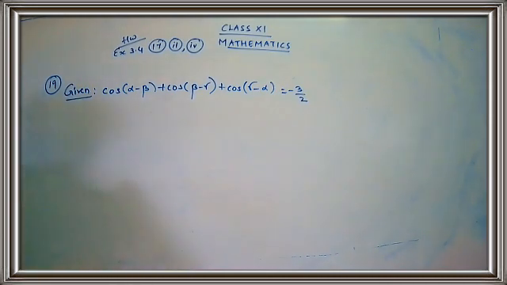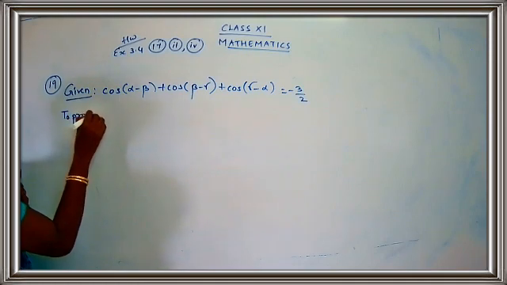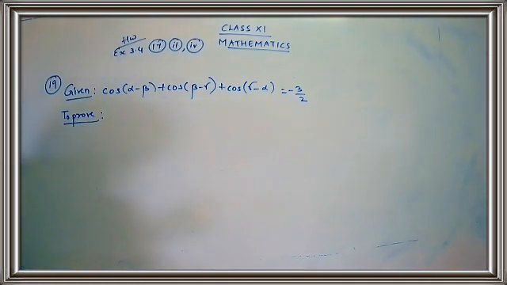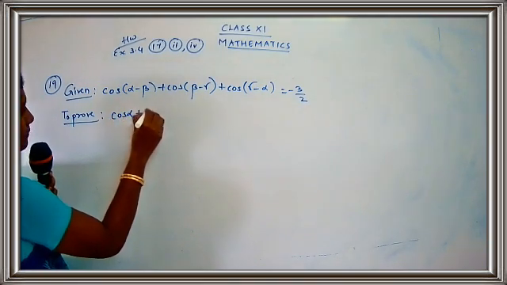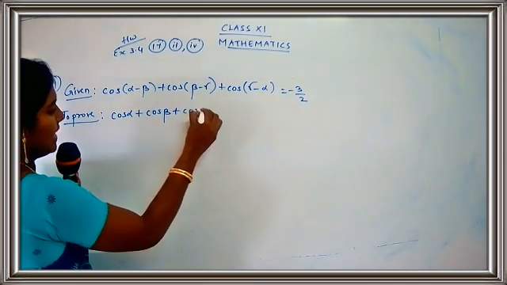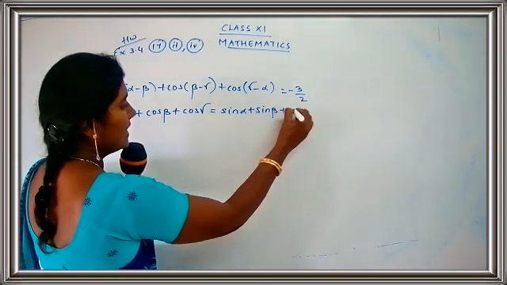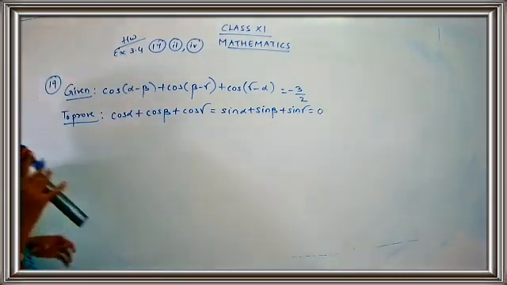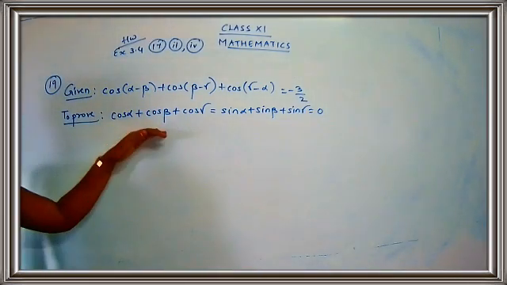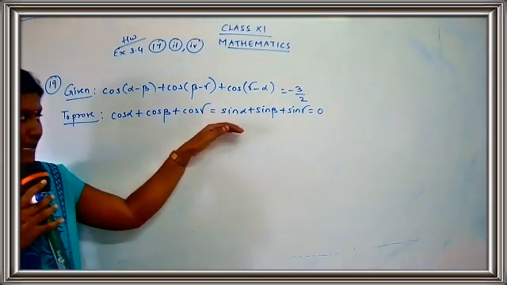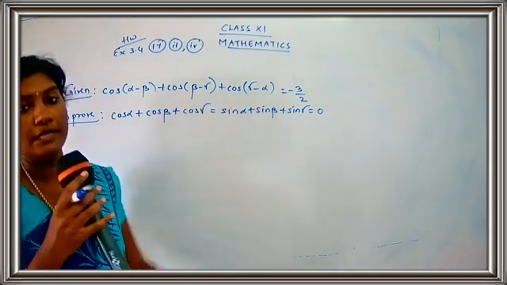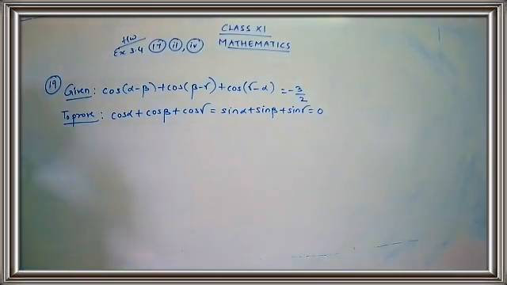And you have to prove that cos alpha plus cos beta plus cos gamma is equal to sin alpha plus sin beta plus sin gamma, which is equal to 0. So you have to show that cos alpha plus cos beta plus cos gamma and sin alpha plus sin beta plus sin gamma both are equal, and they are also equal to 0. Okay, children, this is what you have to prove. Now let's go to the proof part.